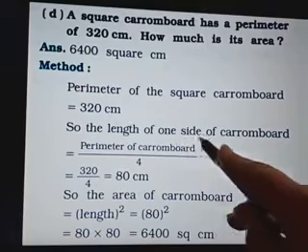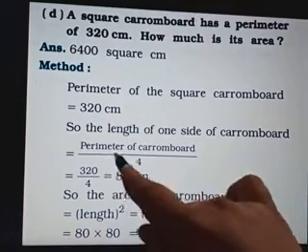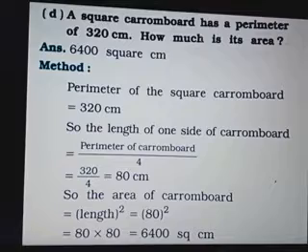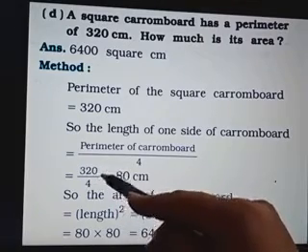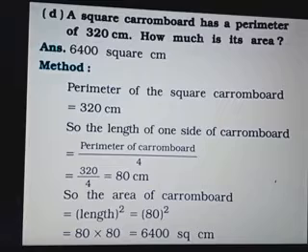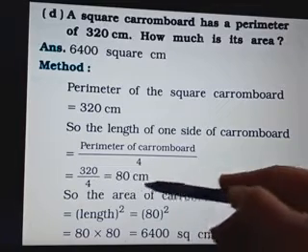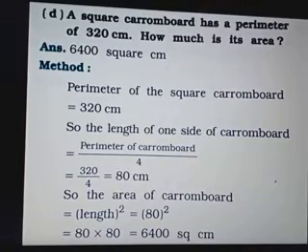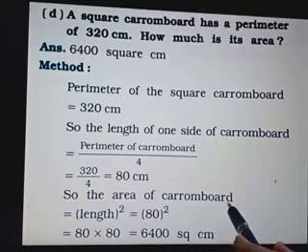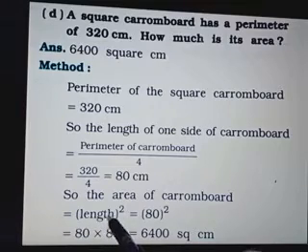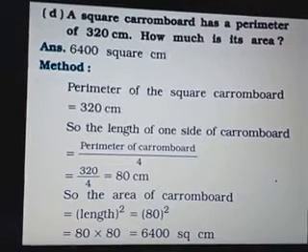So the length of one side of the carom board equals the perimeter of the carom board divided by 4. So 320 is given, and we know that a square shape has 4 sides. So we will divide it by 4. So we can say one particular side must be 80 centimeters. Now we have got the side, so we can find the area of that square carom board, right?